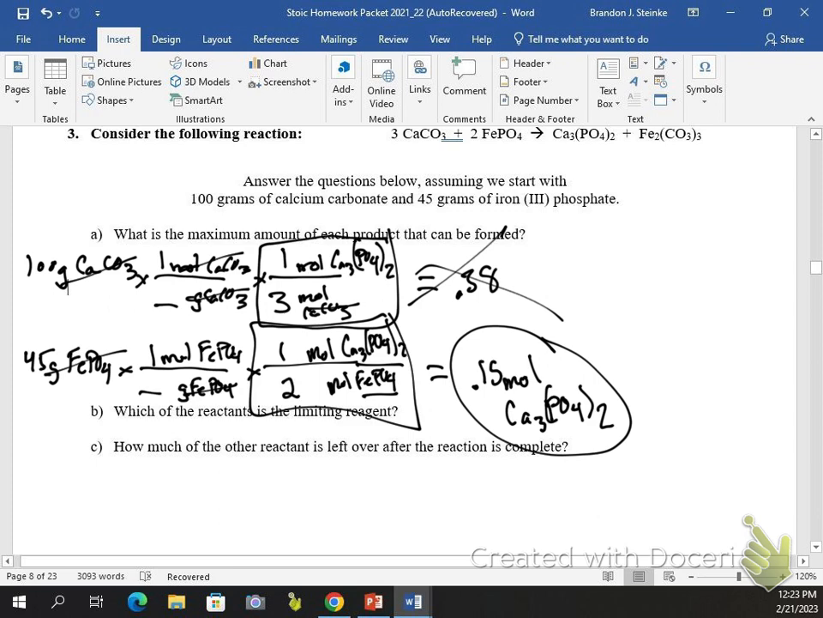Number one, we still have to answer B. Which one's my limiting reactant? Iron phosphate. Iron 3 phosphate, thank you. And so which one is in excess? Calcium carbonate, right? But we're still not done. Those of you that are very detailed readers, why are we not done?